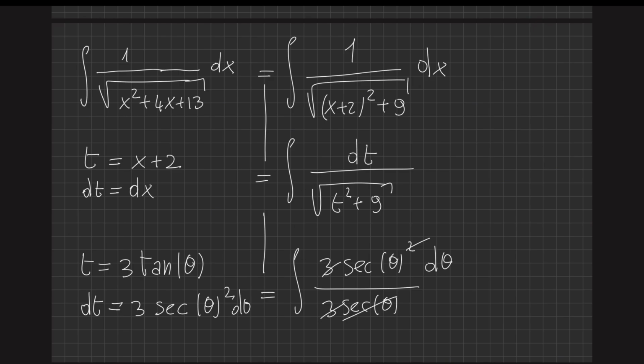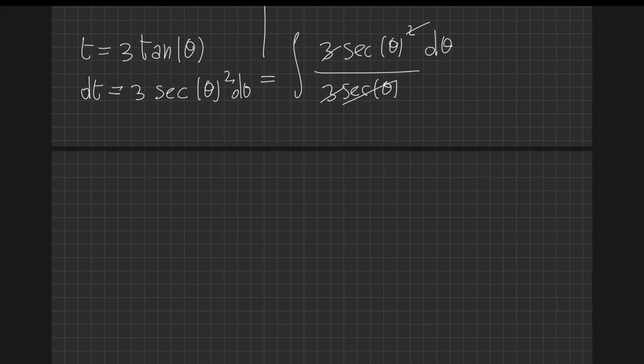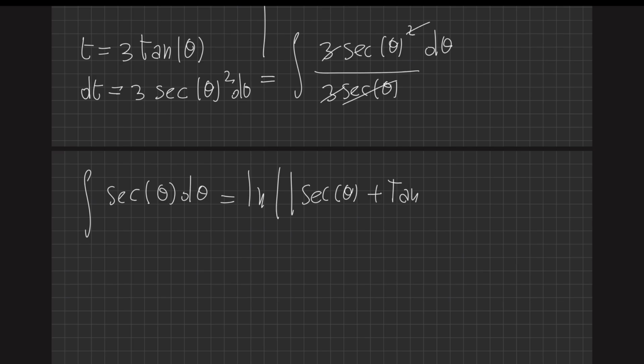So we are left only with the integral of the secant of theta d theta. And this is a well-known integral. This is just the log of the absolute value of the secant of theta plus the tangent of theta plus a constant. As before, we want to go back to t and then to x.